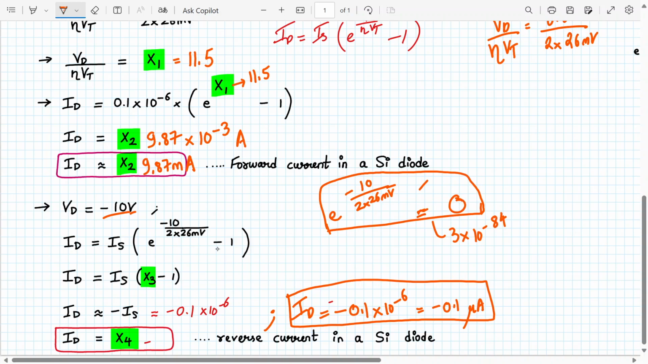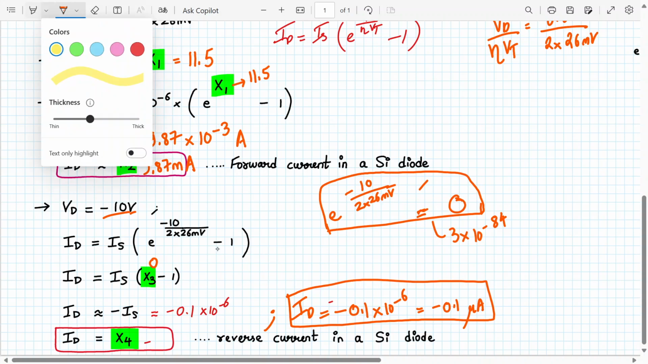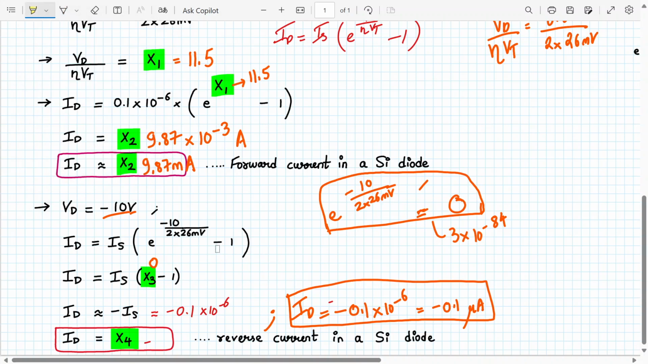So if this is 0, then 0 minus 1 will be minus IS, right? So ID will be equal to minus 0.1 microampere. Please write down the answer. This is the value of reverse current in the silicon diode. And the earlier one is the value of forward current in the silicon diode.